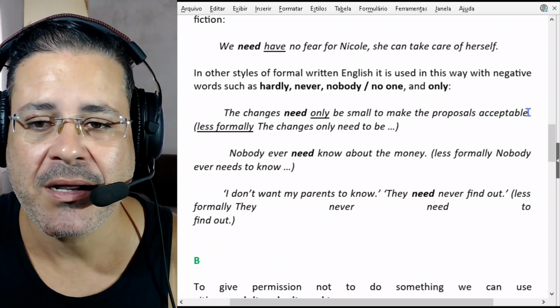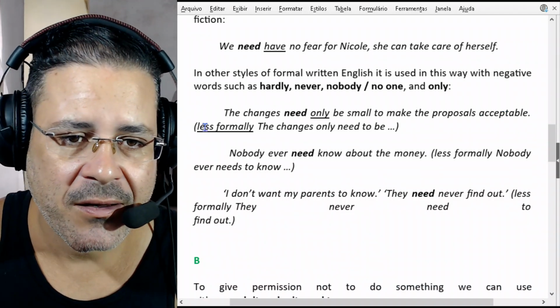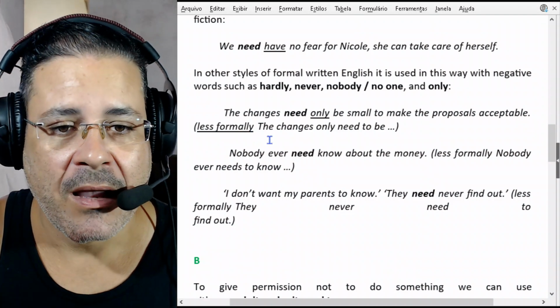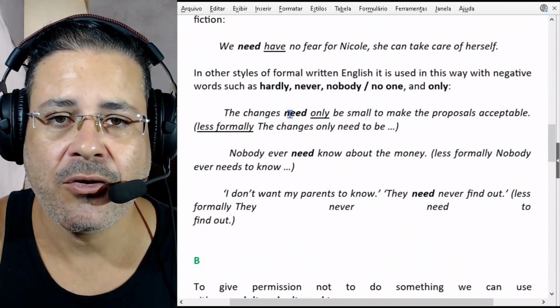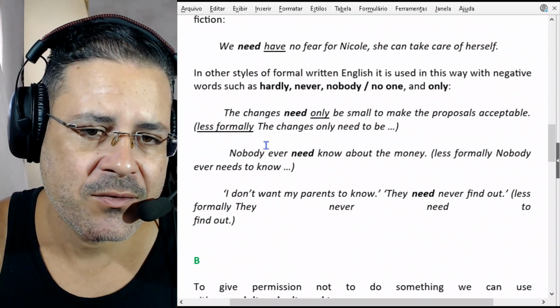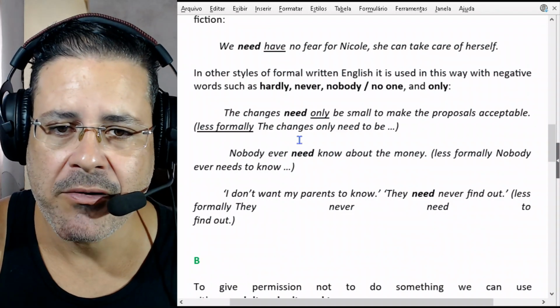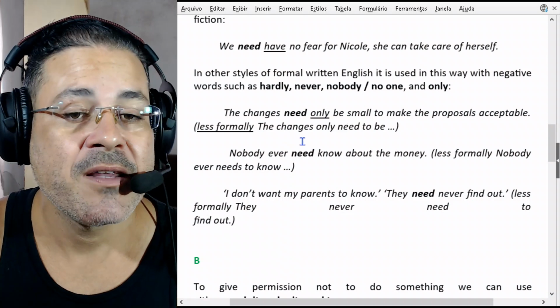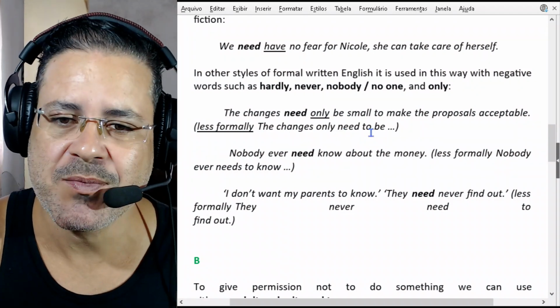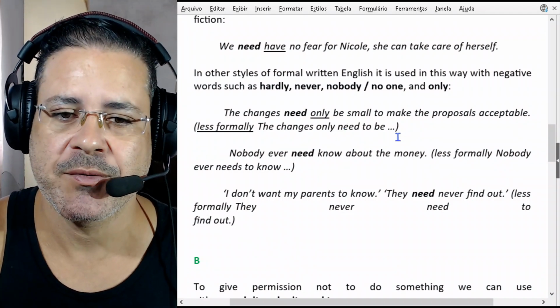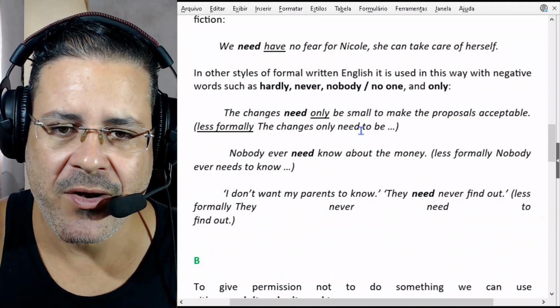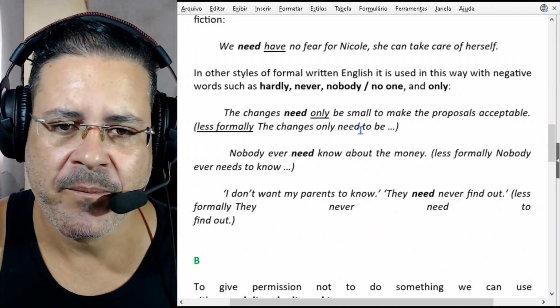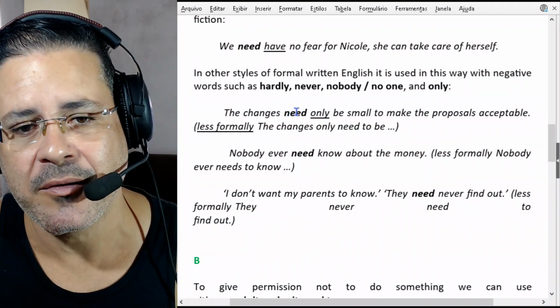Now, I might remake the sentence less formally, using the verb need as an ordinary verb. In that case, it would be like, the changes only need to be small to make the proposals acceptable. In the second example, need is an ordinary verb, not a modal verb like in the previous example.